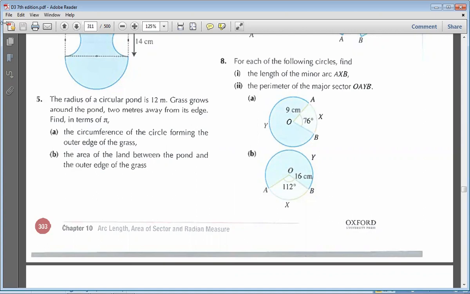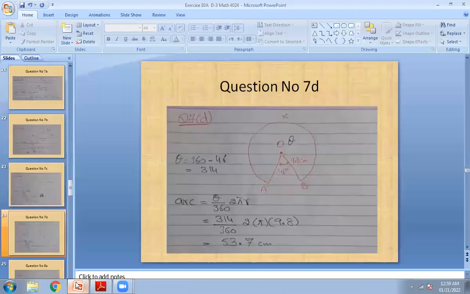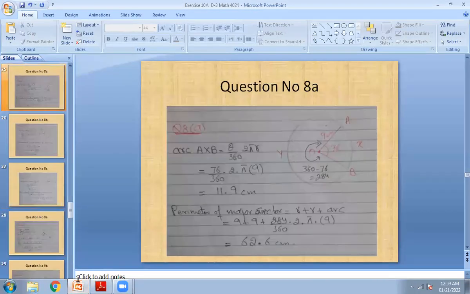Look at question number 8, A part. The angle for the minor arc is 76, so I can find the length of the minor arc very easily. The second task is to find the major sector, but we don't know the angle for the major sector. So I will find that: 360 minus 76, and you will get this angle. The formula for the perimeter of the major sector is radius plus arc, and the arc is theta divided by 360 times 2 pi r. So let us do question number 8, A part. There are two things which they want you to calculate.